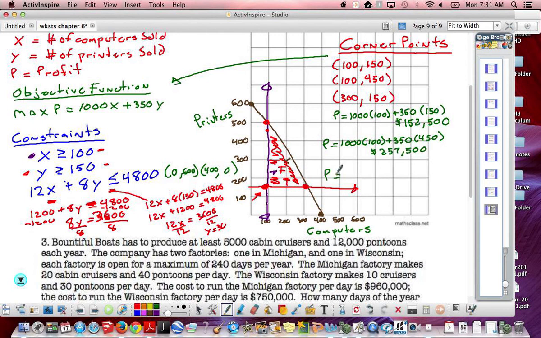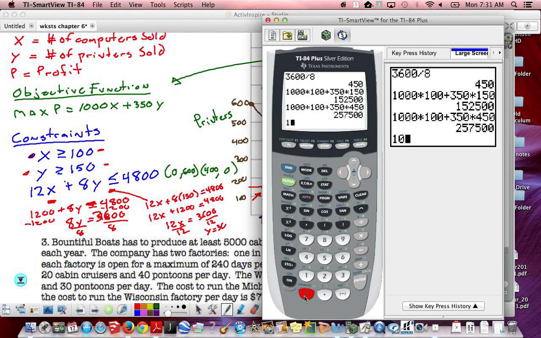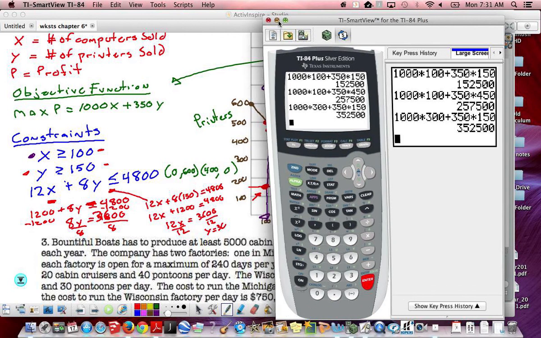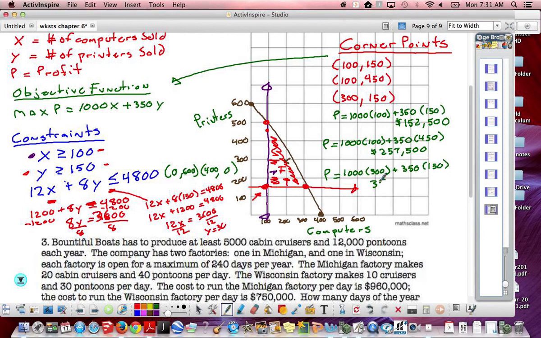And then our last one would be 1,000 times 300 plus 350 times 150. I'm thinking this one's going to be the winner. So 1,000 times 300 plus 350 times 150 is 352,500. So that's our solution here.